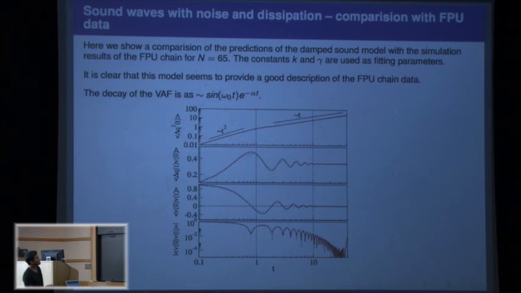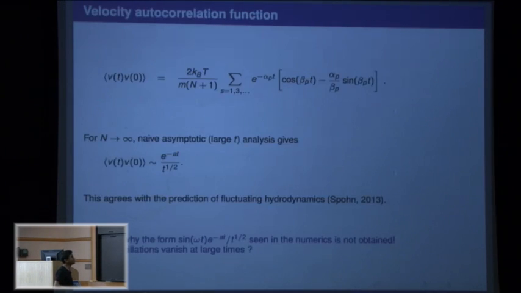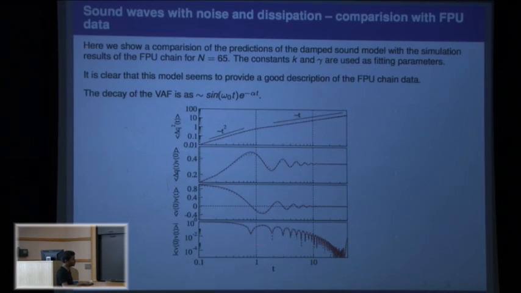Here I have plotted both the numerical results and the simulation data, and you can see it works really well. The velocity autocorrelation function is something that's still not understood. From here, of course, you see the exponential also in the FPU. This is just plotting this numerically.